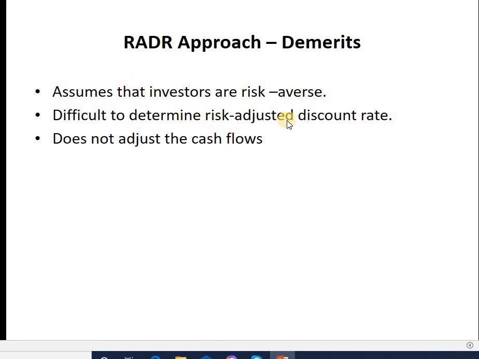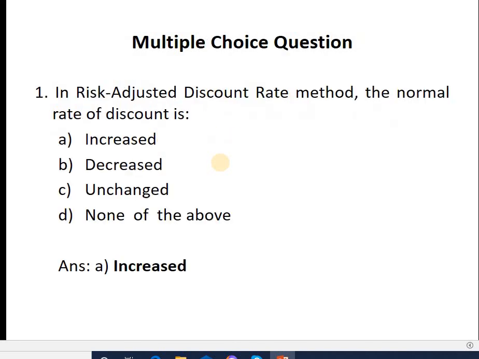It is difficult to determine the risk adjusted discount rate, how much to provide for it. It depends on the perception of the investors. For people who are risk lovers, taking risk is not such a big deal. For risk averse investors, taking even a small risk is a big deal, because it depends upon their perceptions. The risk adjusted discount rate is calculated, but it does not adjust the cash flows. Here we are not adjusting the uncertain cash flows to certain ones; no adjustment is done in cash flows. So that is a demerit of the RADR approach.